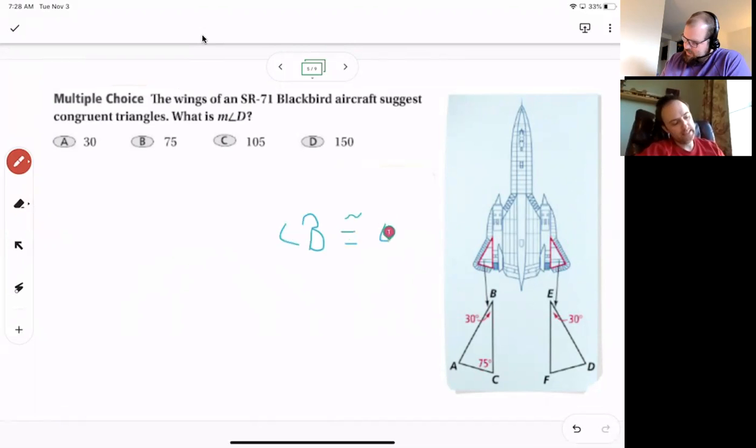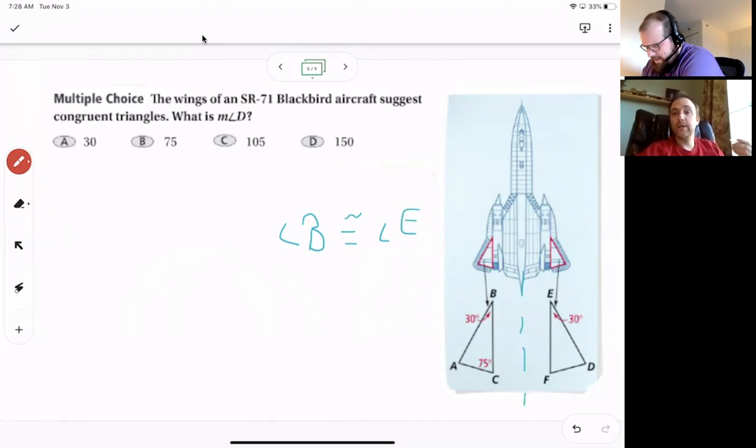B and E. And we can see that it looks like there's a reflection here. A line of reflection. By the way, the reason they're not using those words of reflection, rotation, translation is because those are actually later in the book than this section is.